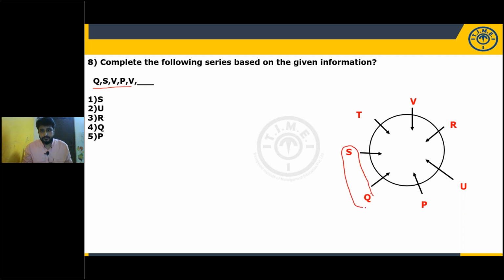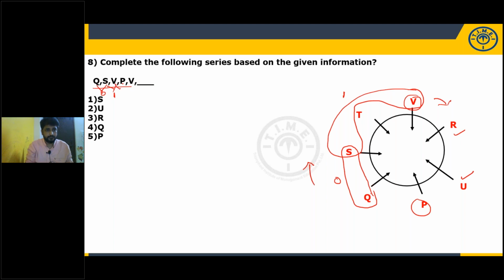Between Q and S, in the clockwise direction, there are zero gaps. Zero gaps. No one is there. And between S and V, in the clockwise direction, there is one gap. Here zero gaps, one gap. And between V and P, V is here, P is here, in the clockwise direction, there are two gaps. There are two gaps. Look at how the sequence is moving. 0 gaps, 1 gap, 2 gaps.